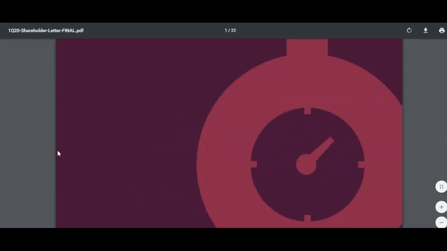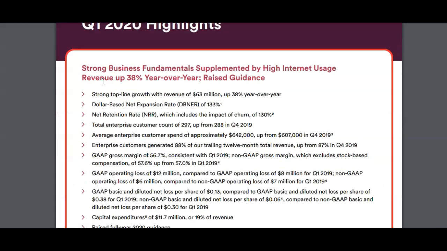As you can see here, revenue was up 38% year over year. In the last quarter, they did about $63 million in revenue, which is around $240 million annual revenue, pretty good. And they have over 297 enterprise customers. An enterprise customer would be a big client, like Airbnb, Spotify, something like that.